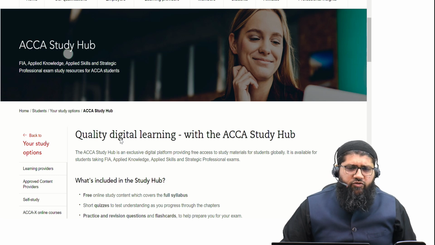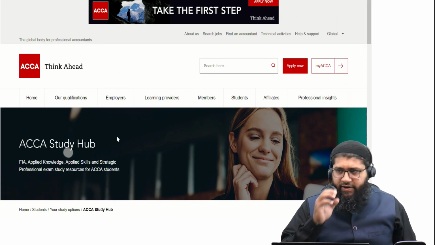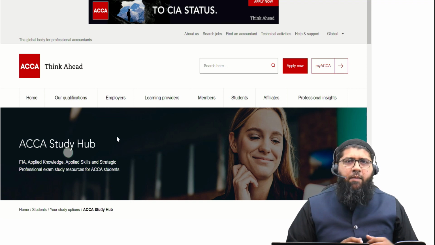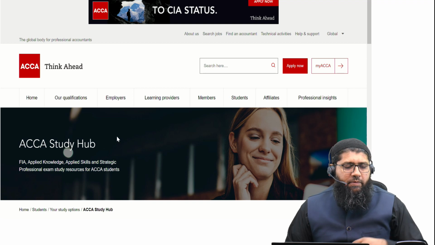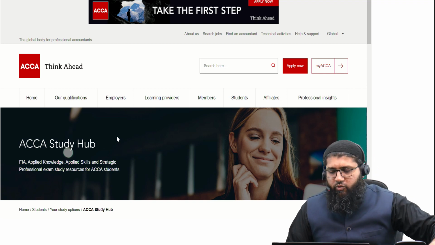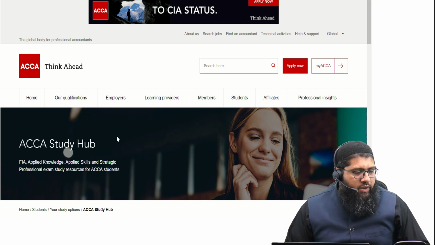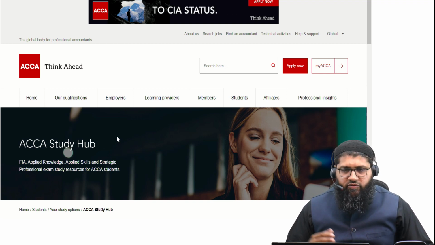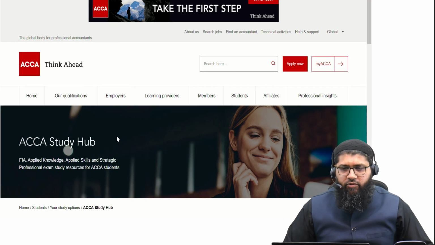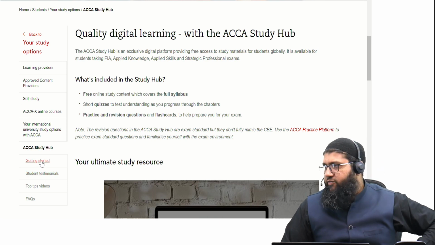It's a good resource, but officially it's not applicable right now. Right now, BPP and Kaplan are the content providers, but down the line, BPP and Kaplan are going to be removed as approved content providers, and you would have only one content source, and that is going to be the ACCA Study Hub. So you could just go onto ACCA's website, log into it and review it.